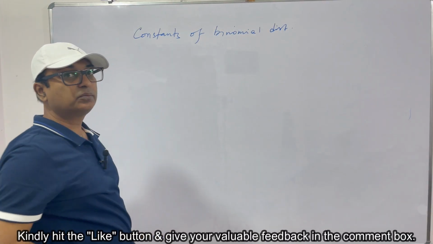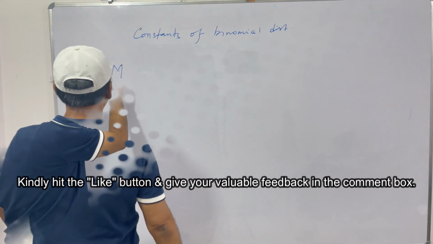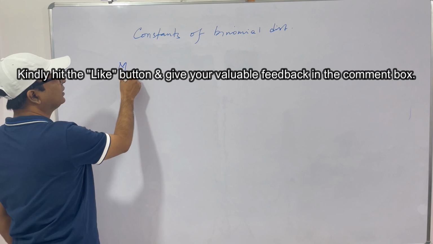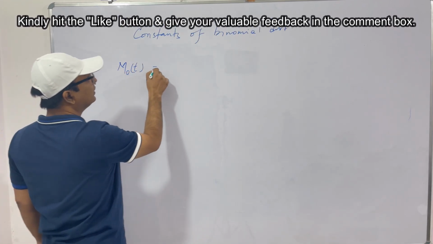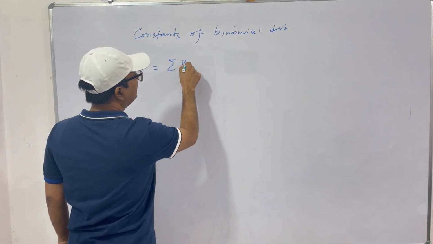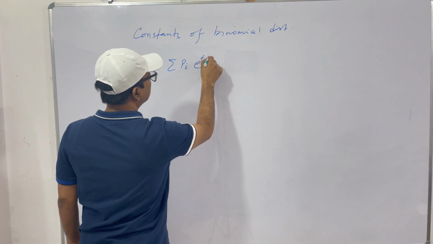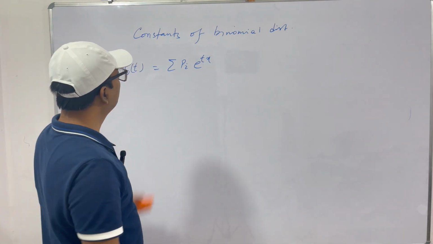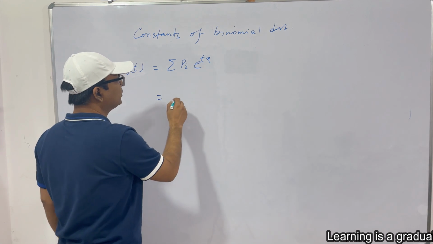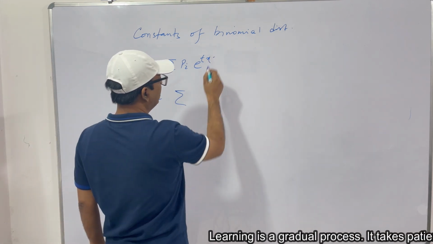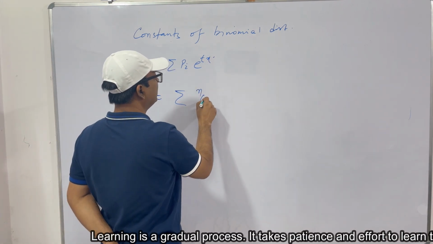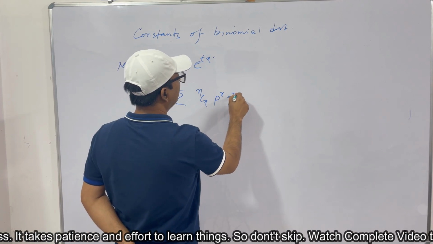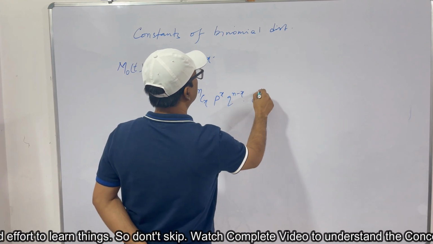We'll see the constants of binomial distribution. We have seen that the moment generating function about the origin is given by the expectation of e to the power tx. Now what is the probability for binomial distribution? For x, we'll write nCx p to the power x, q to the power n minus x, and e to the power tx.